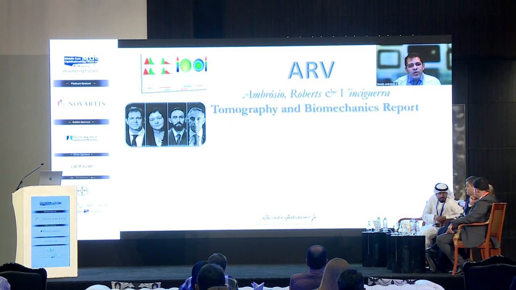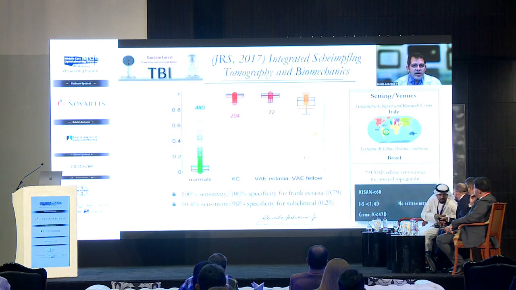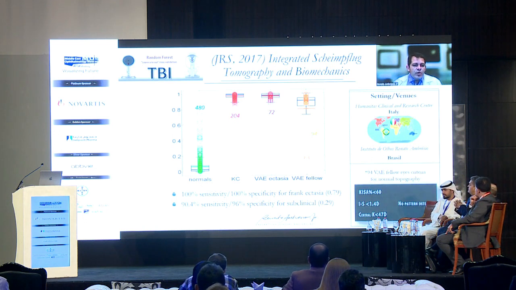So we combined this with artificial intelligence, with a random forest, with a strategy for leave-one-out cross-validation, and this is what we have in the JRS paper from 2017. We have 94 cases with very normal topography based on strict criteria, including fellow eyes that were not operated, 204 keratoconic patients, with only one eye randomly selected per patient, and also 480 normal patients. And we had a very nice separation for clinical keratoconus and a relatively good sensitivity for those cases.